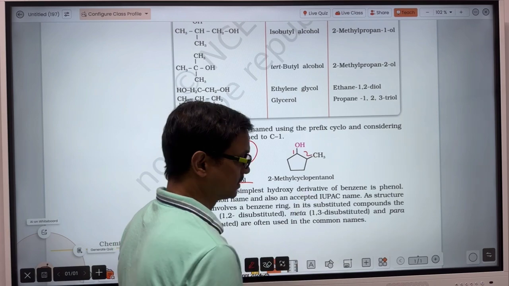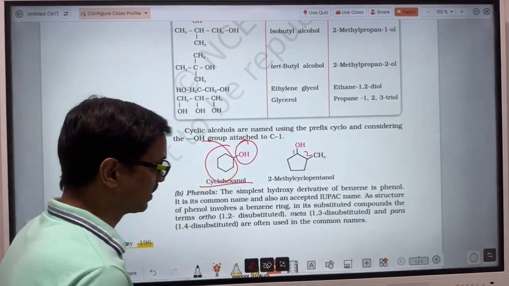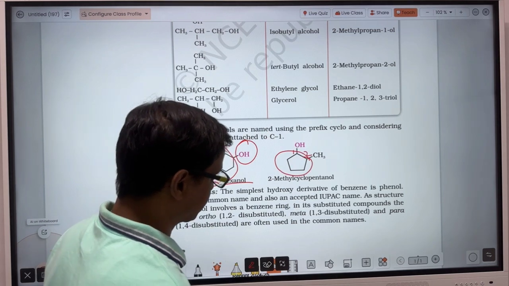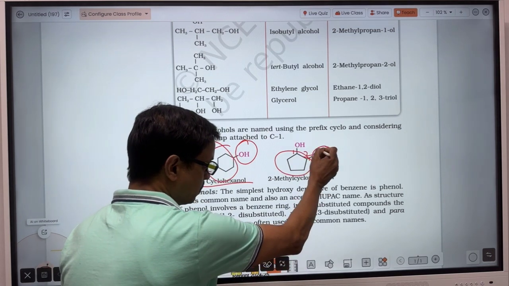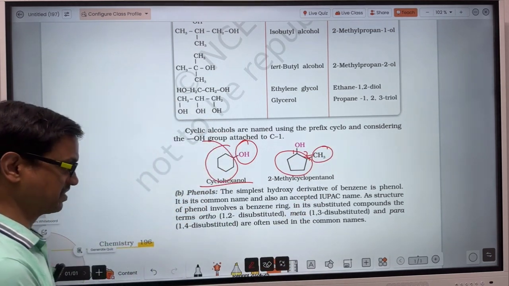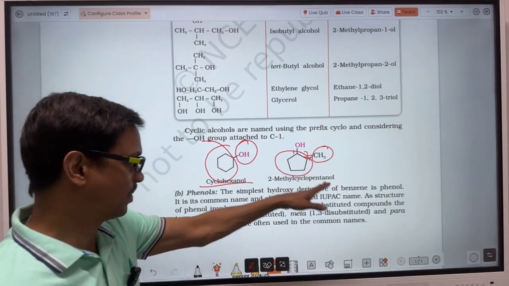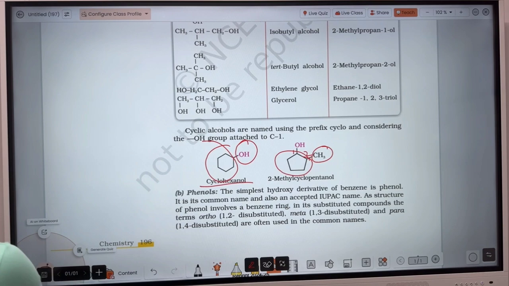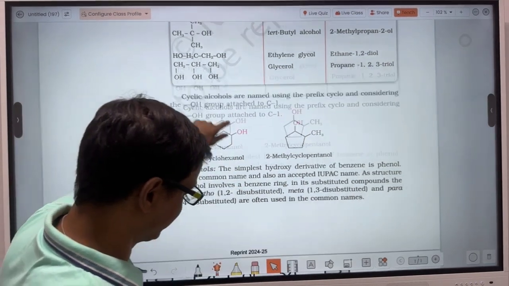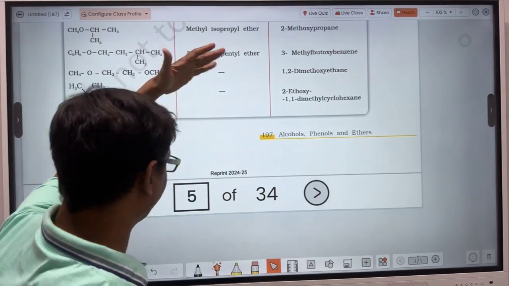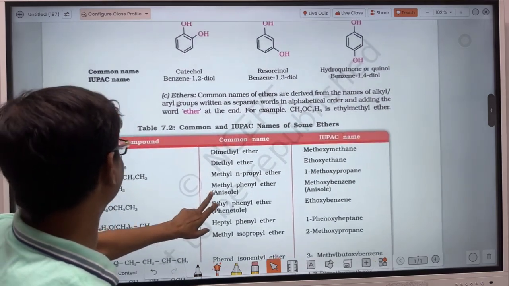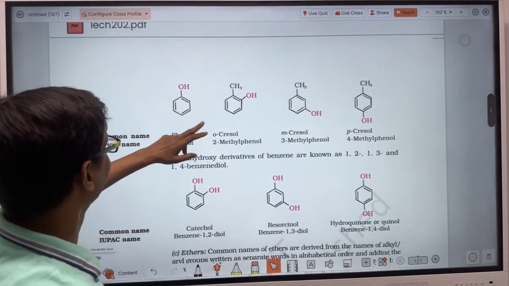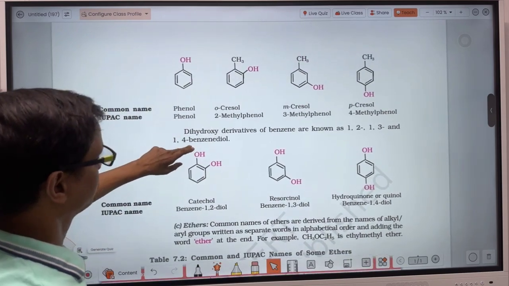In any direction you can go, but you will have to give the lower position to the substituent. So here is the second carbon atom. Here it is cyclopentane, so that will be called cyclopentanol. But here there is a substituent also, which is at the second position. That's why this compound will be called 2-methylcyclopentanol. I hope this is clear, and I think a number of students will consider how easy the questions are that sir is teaching. Now let's see the IUPAC name of phenol.